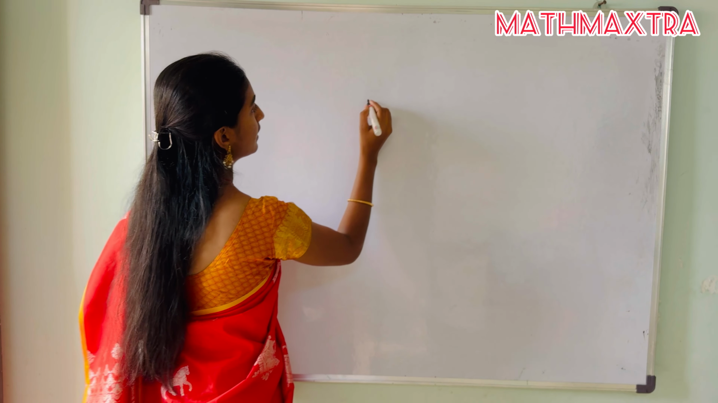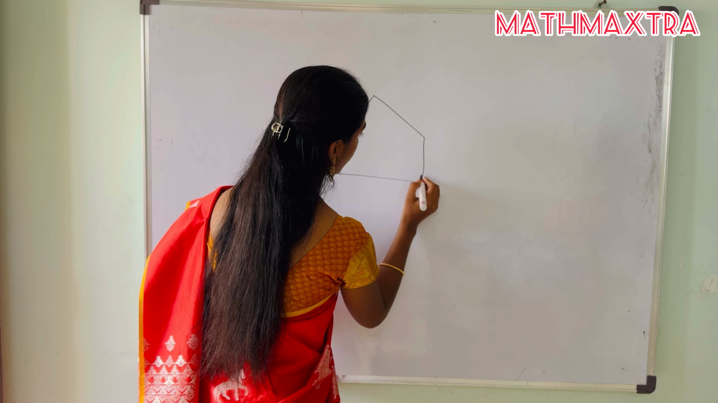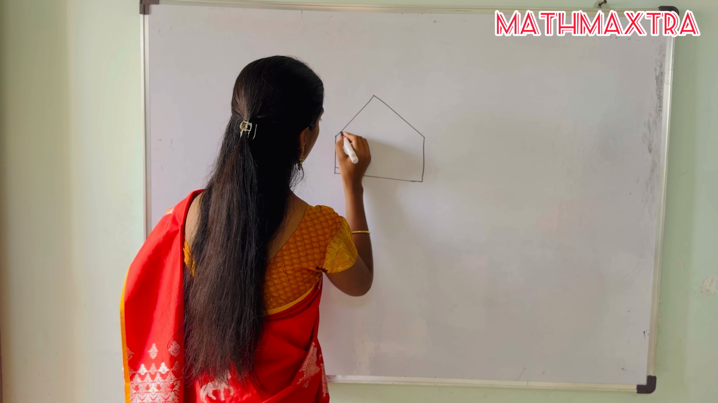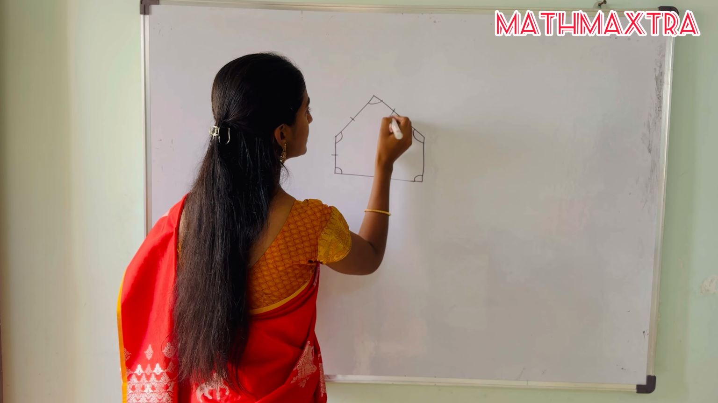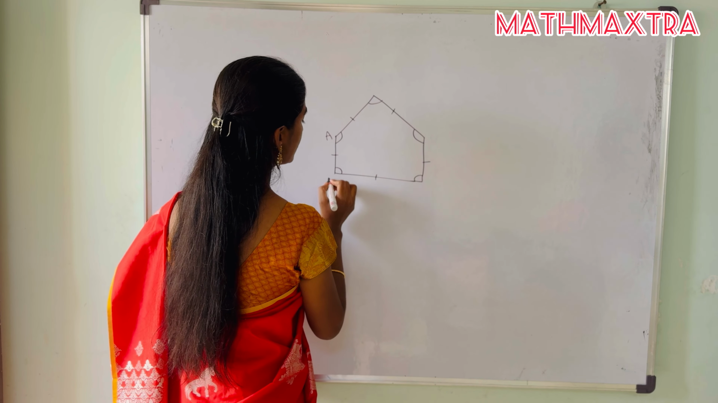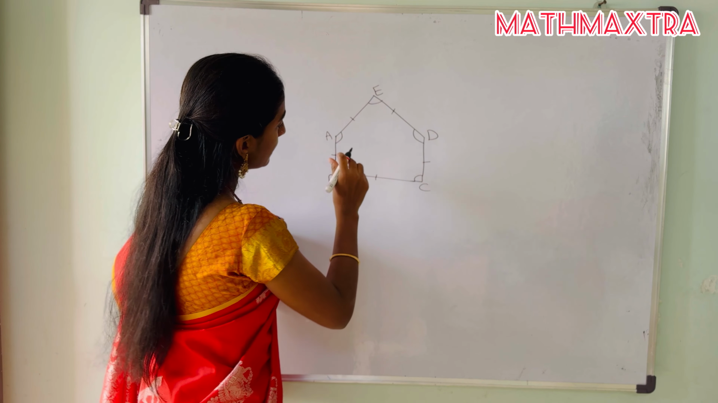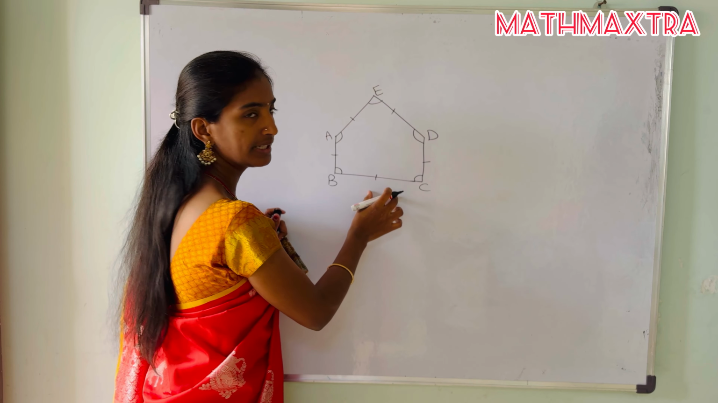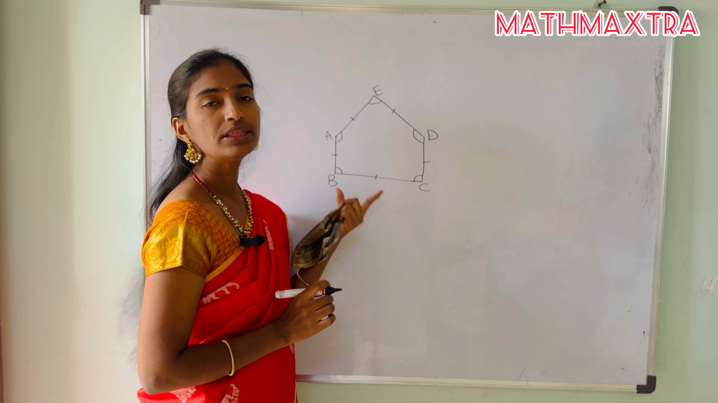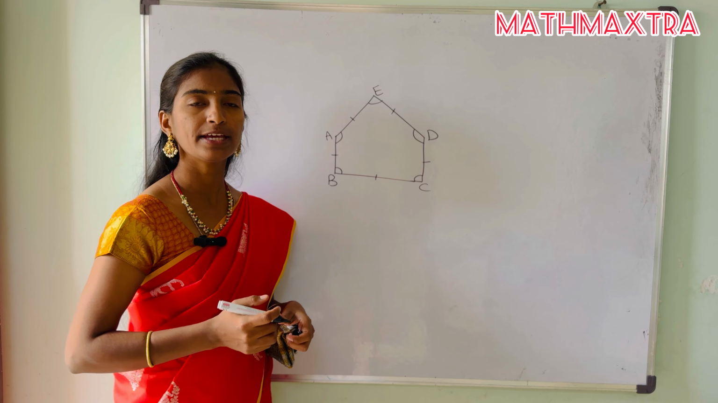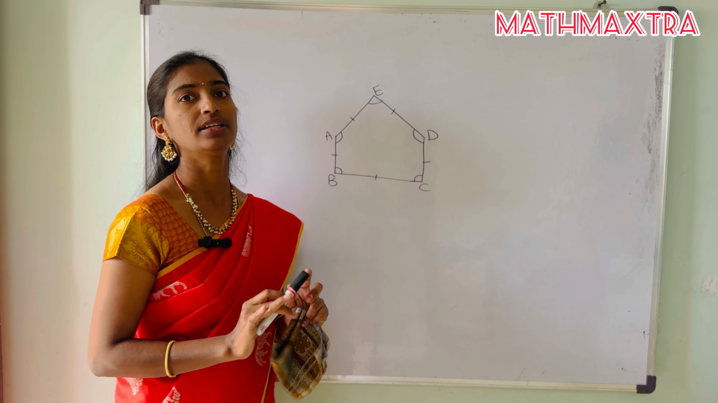Okay. See, this is a pentagon. In this polygon, this is pentagon ABCDE. In this, all the sides are equal, and all the angles are also equal. Then we call this polygon a regular polygon. Yes, regular means all the sides are equal and all the angles are equal.